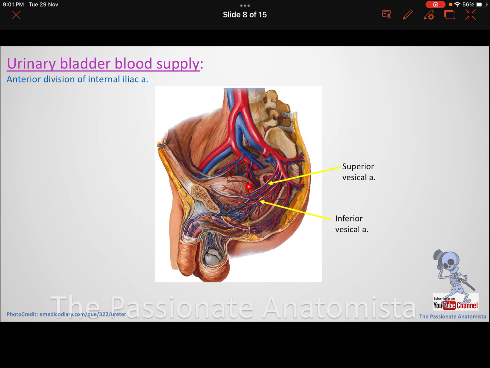From the internal iliac, we will have a branch that comes to the superior part of the bladder, and a branch that comes to the inferior. Here they have removed the lateral wall of the pelvis, so you can see that the superior vesical is an artery of the internal iliac. Here we have the internal iliac, anterior division and posterior division. The anterior division will give you the superior vesical and the inferior vesical. So these are the two blood vessels that supply the urinary bladder.